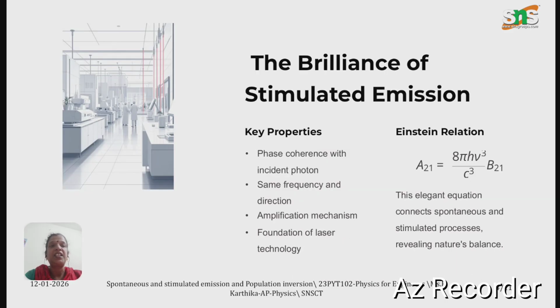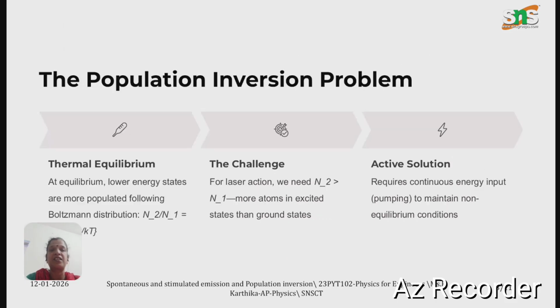Here we can see the brilliance of stimulated emission. Key properties: phase coherence with the incident photon, and the same frequency and direction. It is an amplification mechanism and the foundation of laser technology. Einstein's relation is A21 equals 8 pi h nu cubed by c cubed times B21, which we derive by comparing with Planck's law. This is the elegant equation that connects spontaneous and stimulated processes, revealing nature's balance.